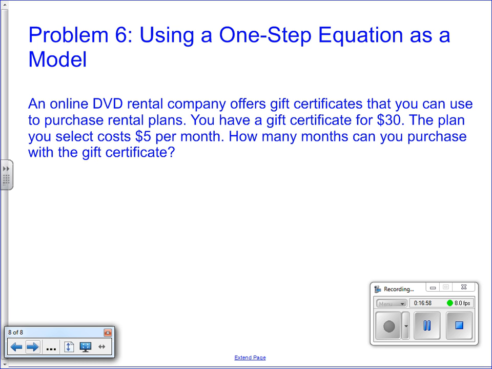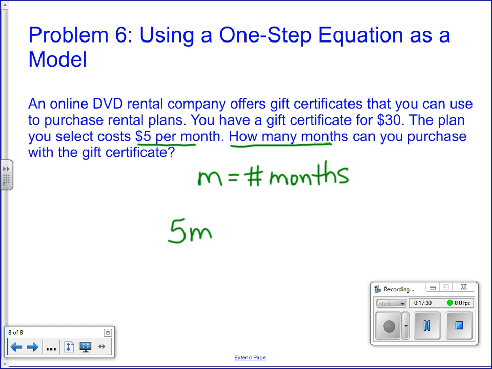The first thing I'm going to ask you to do as you solve equations is to define what your variable represents. In our question, how many months, we get our variable. So I'm going to choose M for the number of months. Now that I have my variable, I'm ready to write an equation. The plan costs $5 per month. 5 per month can be represented by 5 times M.